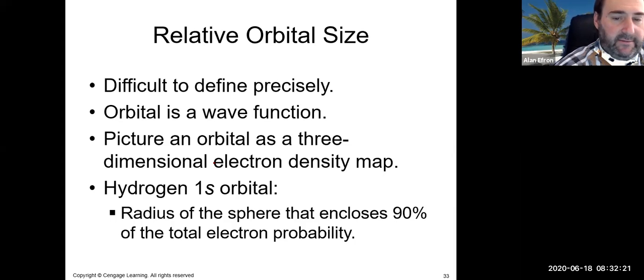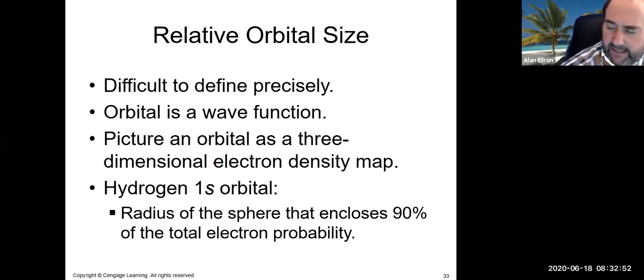Orbitals in terms of size are difficult to define precisely. Orbitals are really wave functions, and we really don't get way into wave functions. Like I said, if you ever take physical chemistry for a semester, that's all you talk about, wave functions and stuff like that. But we picture an orbital as a 3-dimensional electron density map. And there are areas within these orbitals where you have a higher probability of finding those electrons.